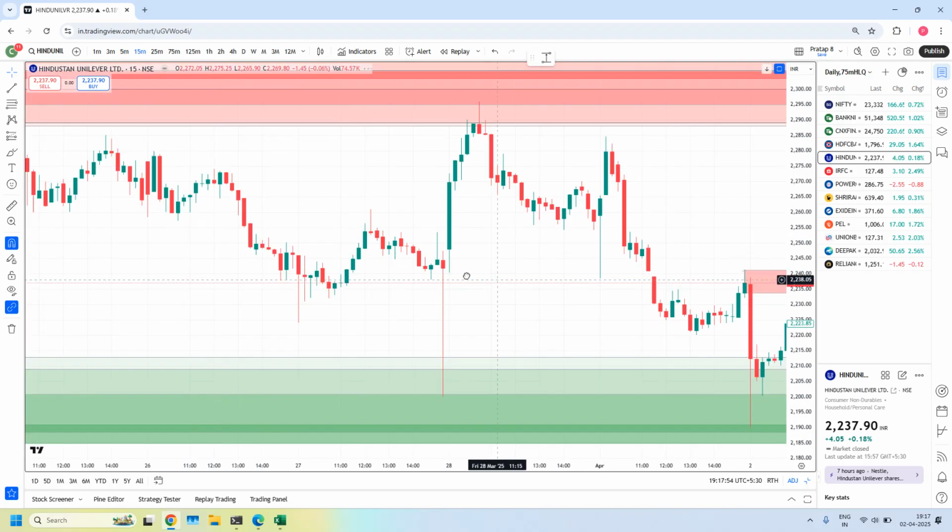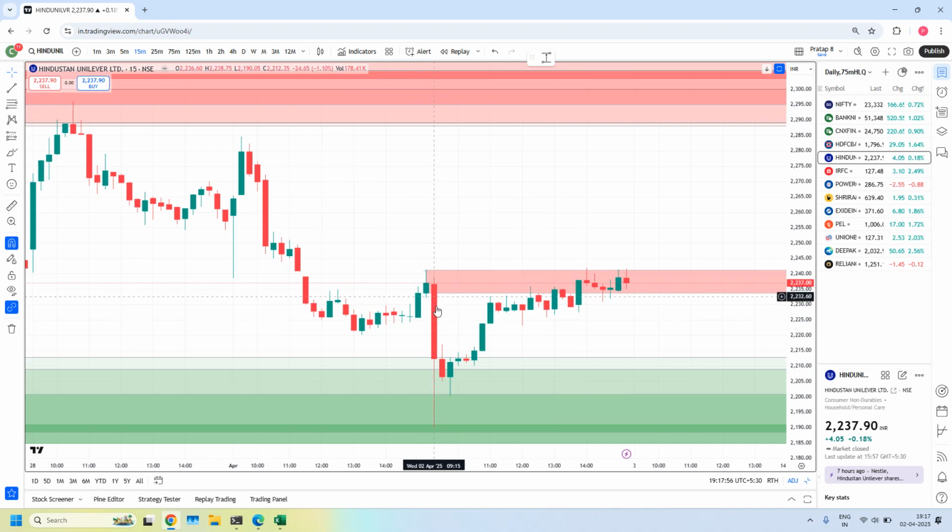Go to the 15 minutes time frame. Here you have a rally, base, drop. Okay, but when you got the trade, is it morning 9:15, 1 minute candle? No. It is at the 9:17 candle. You got the trade.